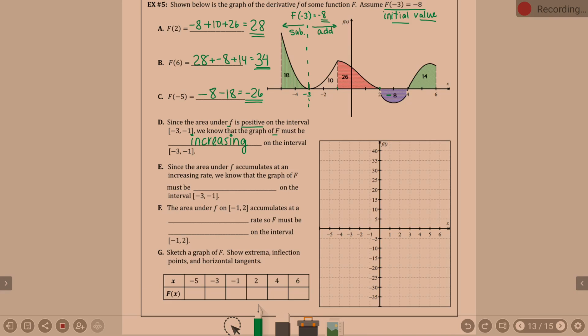Now, look at the vocabulary again. Since the area under f accumulates at an increasing rate, we know that the graph of F must be blank on this interval negative 3 to 1. When there's an increasing rate.